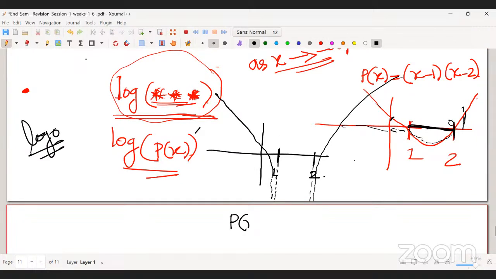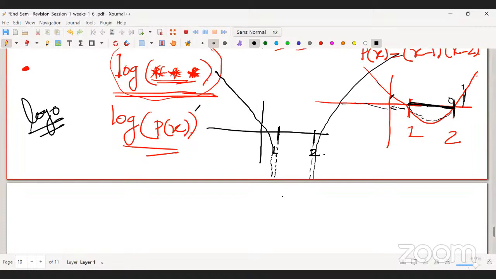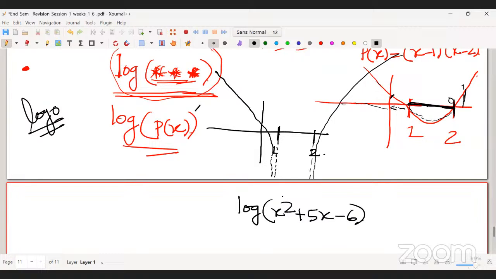What is p of x? I don't remember the exact question, sir. I need to find it, since there were lots of questions in the open notes. But it was like log of x square minus 5x plus 6, I guess. That was the equation for one set, I guess. This one.